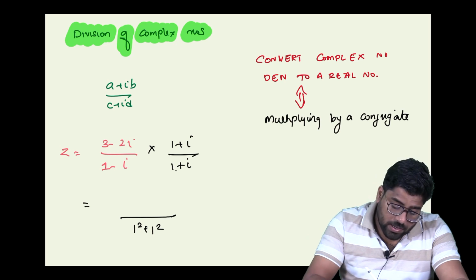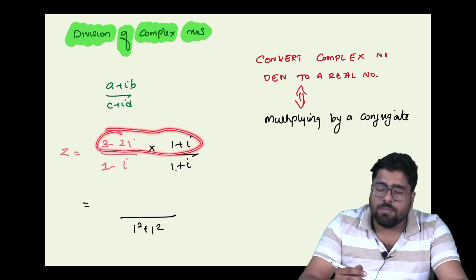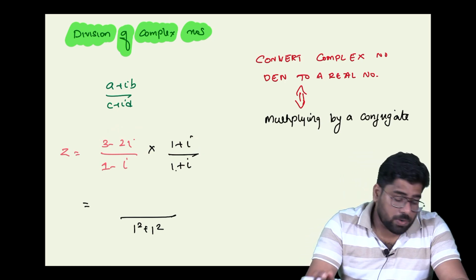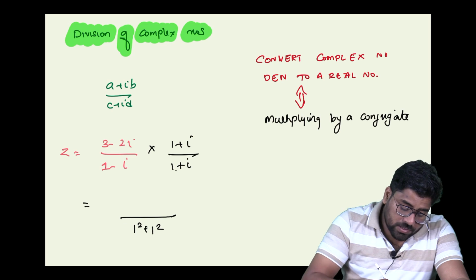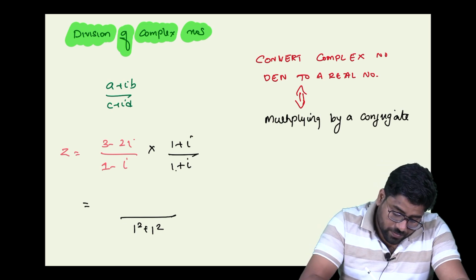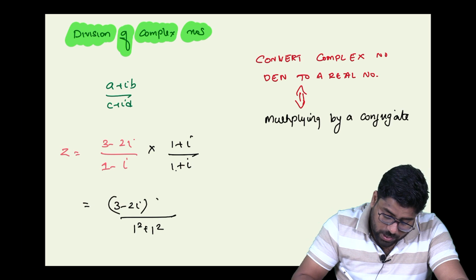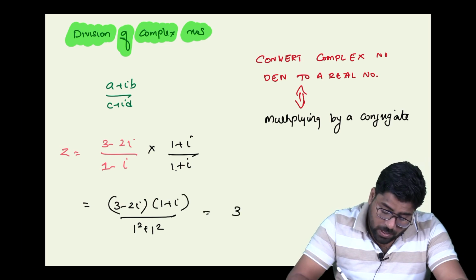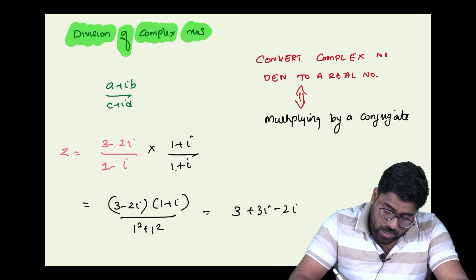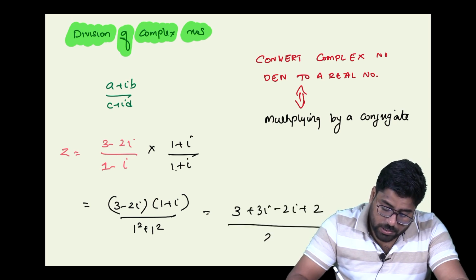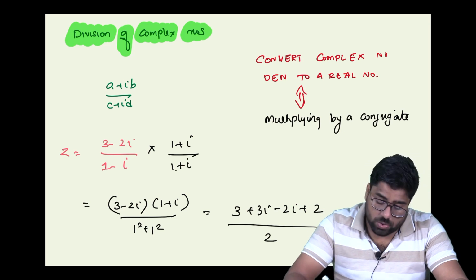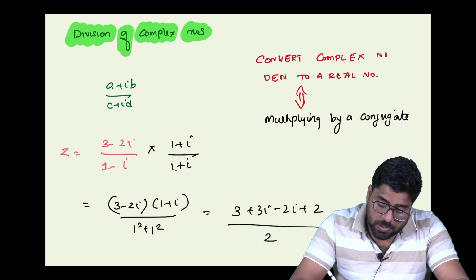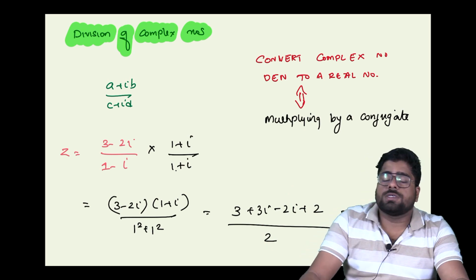How can I find the answer to the numerator? The numerator is nothing but a basic multiplication. So it is going to be 3 minus 2i into 1 plus i. I'll do that on my own. So it is going to be 3 into 1 is 3, plus 3i minus 2i plus 2, divided by 2. Why? 1 square plus 1 square is 2. So it is going to be 3 plus 2 is 5, plus 3 minus 2 is plus 1. So 5 plus i divided by 2 is my answer.